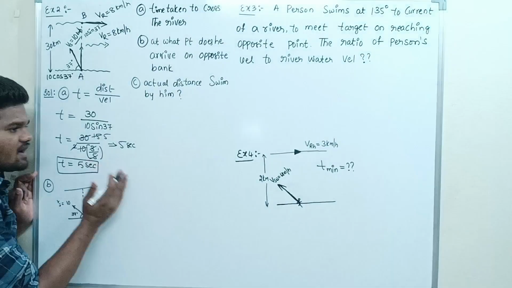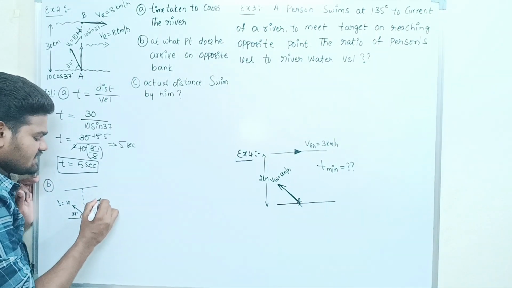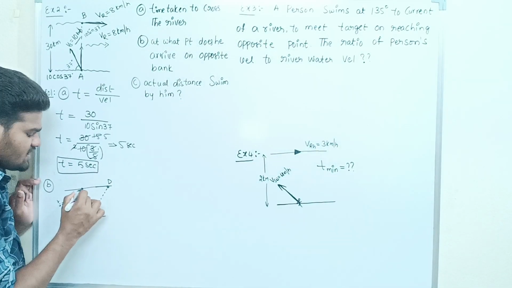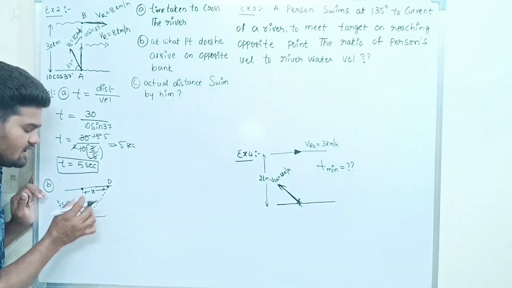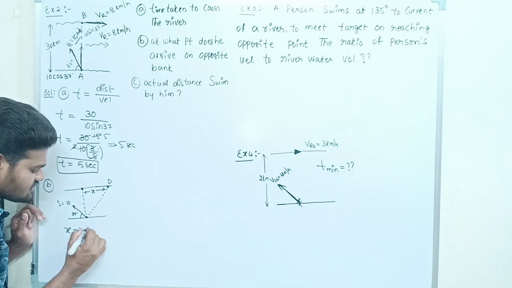Okay. Now at what point on the opposite bank of the river did he arrive? They are asking that. So let us consider that he arrived at a point D, and from the vertical line he has drifted a distance x. Let us consider. Okay. So then x is equal to what?